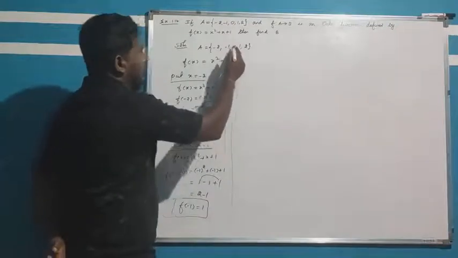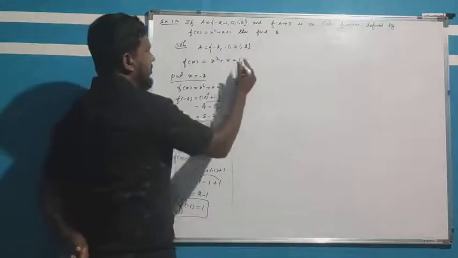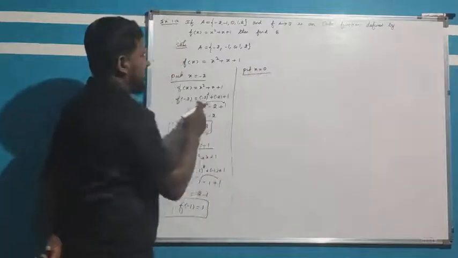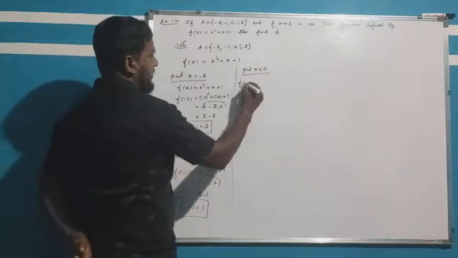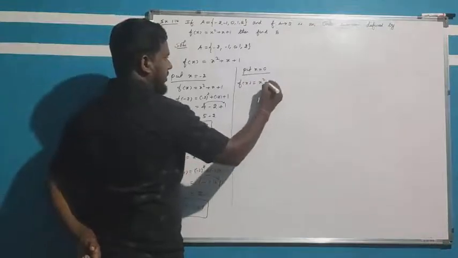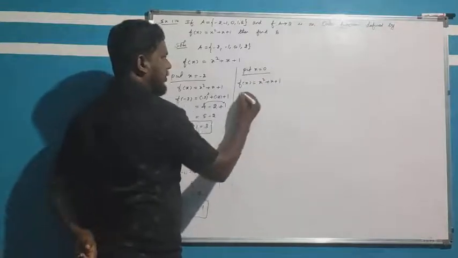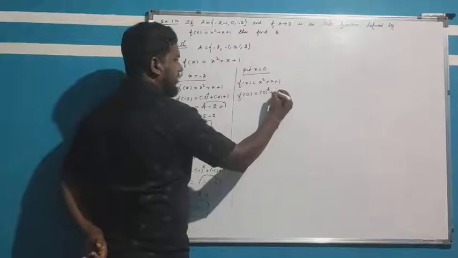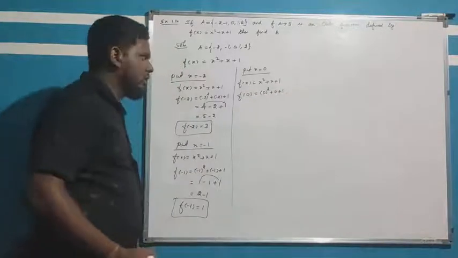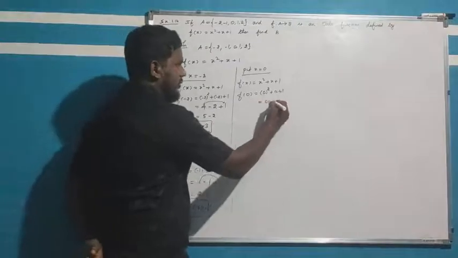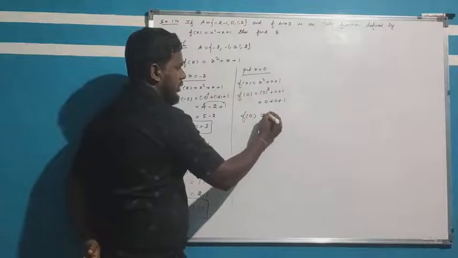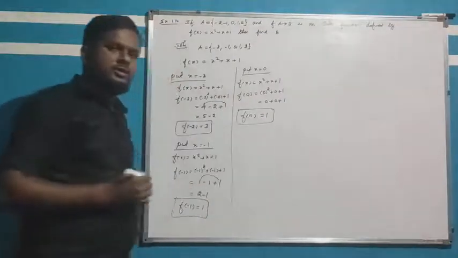Next we take x equal to 0. Put x equal to 0. In f of x we can substitute. f of x equal to x square plus x plus 1. So f of 0 is equal to 0 square plus 0 plus 1. 0 square is 0, plus 0 plus 1. So f of 0 equal to 1.